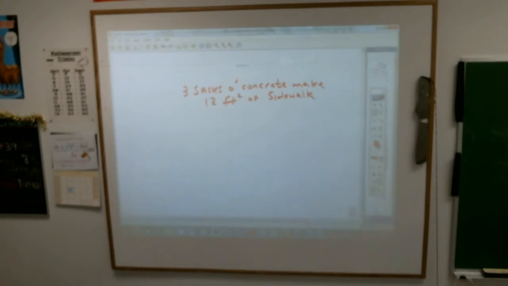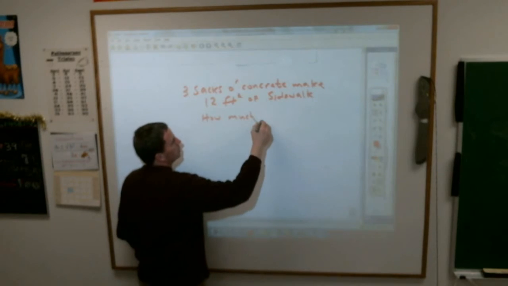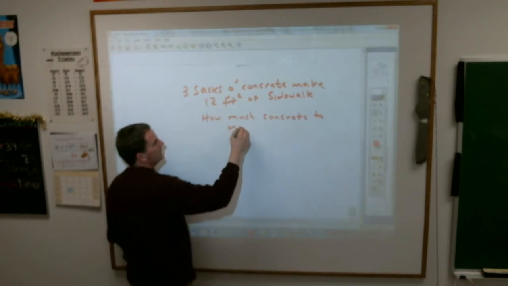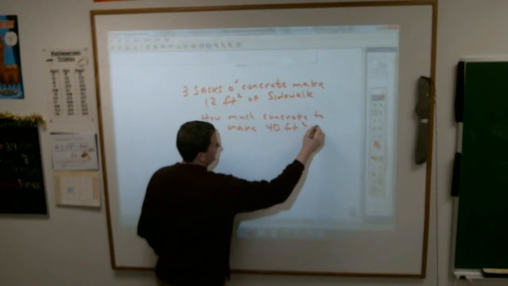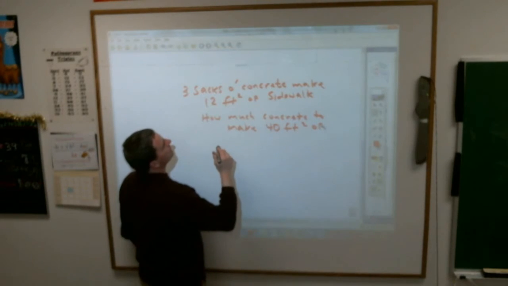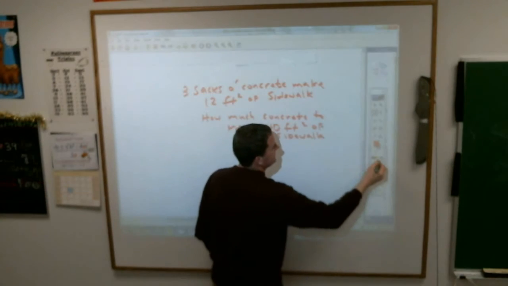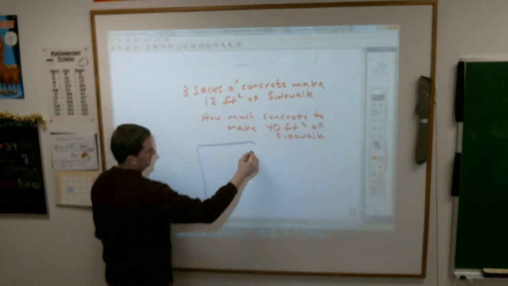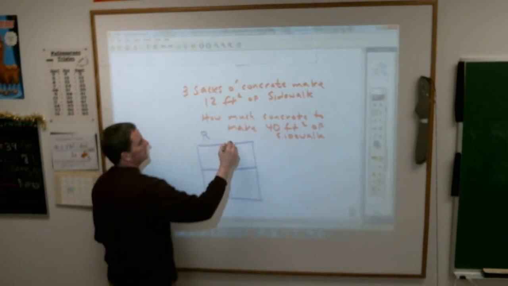Predict how many sacks you will need to make 40 square feet of sidewalk. Now don't let any of this confuse you because it's exactly the same as the last problem we did. We draw a little box, nice straight box. Label this as my ratio, this is my actual.